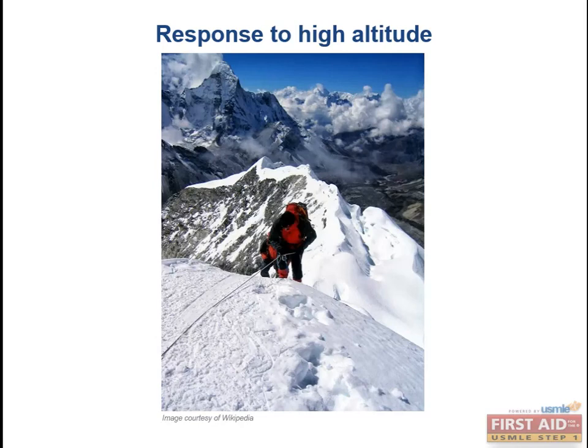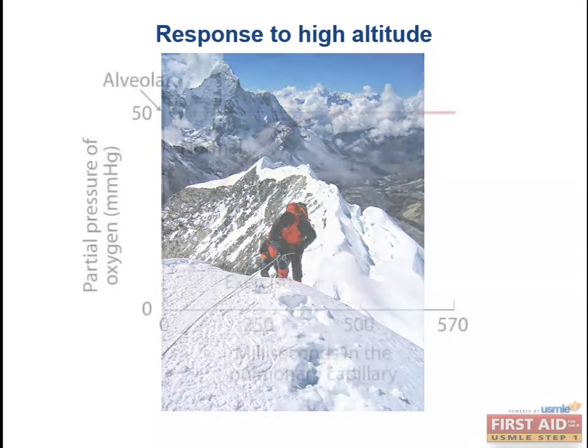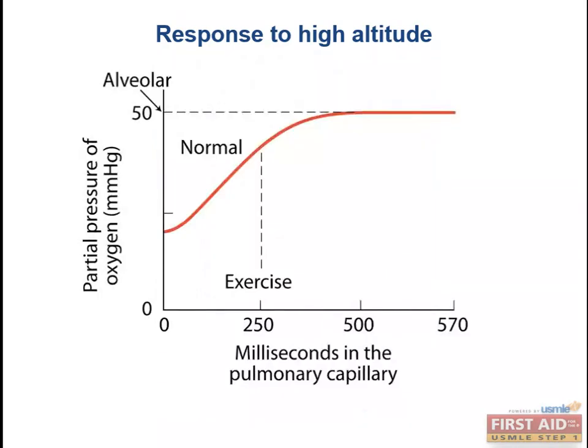Alright, so you probably already know that athletes often train at high altitudes for better speed and endurance. But do you know why? You get increased minute ventilation, since there's less oxygen content in the air at higher altitudes. Here, you can see the alveolar partial pressure of oxygen is low compared with sea level.